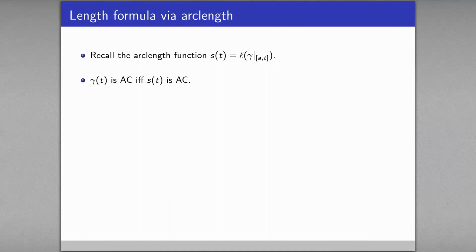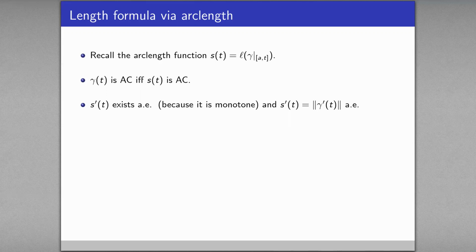The first theorem, lemma, whatever, is that gamma of t is absolutely continuous if and only if this s of t is absolutely continuous. S prime of t exists almost everywhere because it's a monotone function. So even if you're not absolutely continuous, the derivative still exists. That's the point. Because it's a monotone function, it has only countably many bad points. But I don't want to claim that it's differentiable except for countably many points. But anyway, this does exist.